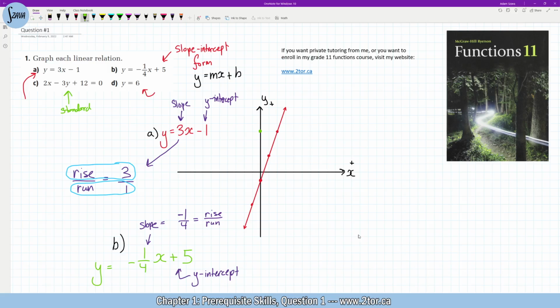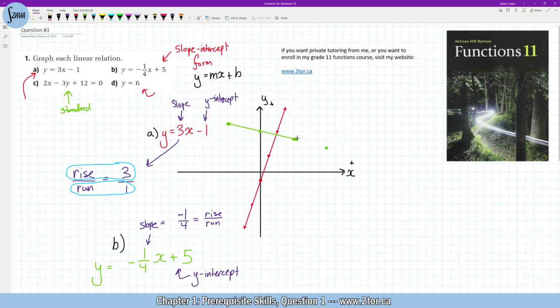What that means is if I go 4 places to the side, I will go down by 1 to get to my next point. So I can do it again. 4 places to the side, down by 1. I could go 4 places to the left and up by 1. That also works, right? Just kind of reversing everything there. And all together, you're going to plot a few points here, and you're going to get your line.